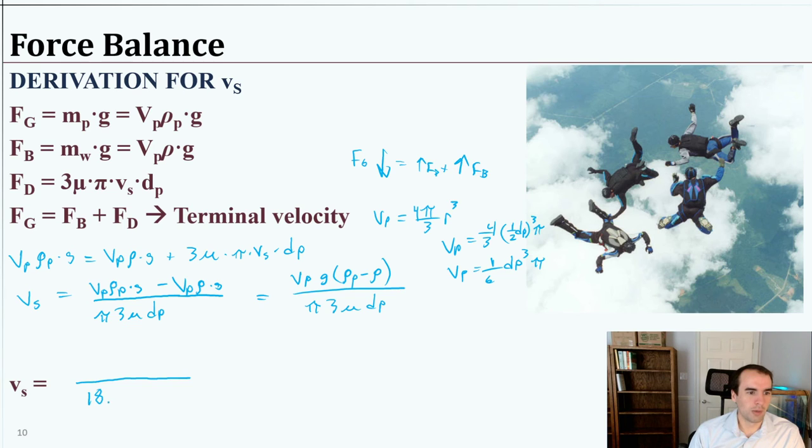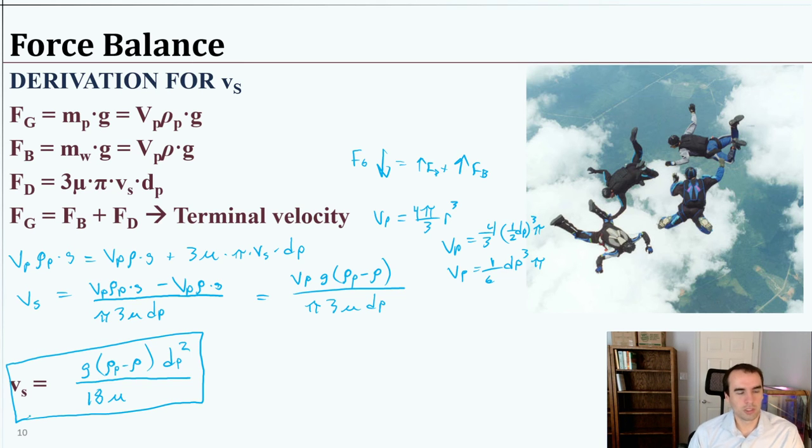We still have the mu at the bottom. The dp at the bottom, let's see, the pi will cancel with the pi, because there's a pi on top and a pi on the bottom. One of the dp's, the bottom one, will cancel, and it'll be dp squared on the top. So we're going to be left with g on the top times this rho p minus rho, and then we're left with dp squared on top. Okay, so that's our final derivation, and you'll have this on your equation sheets. I think I already have the first equation sheet for the first exam posted.